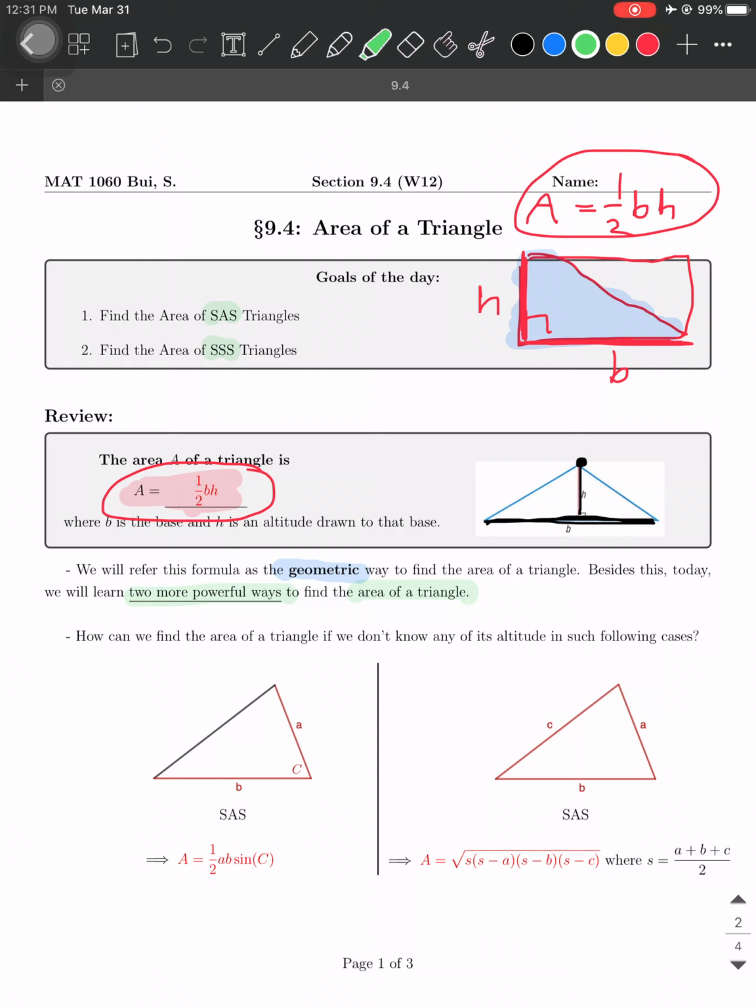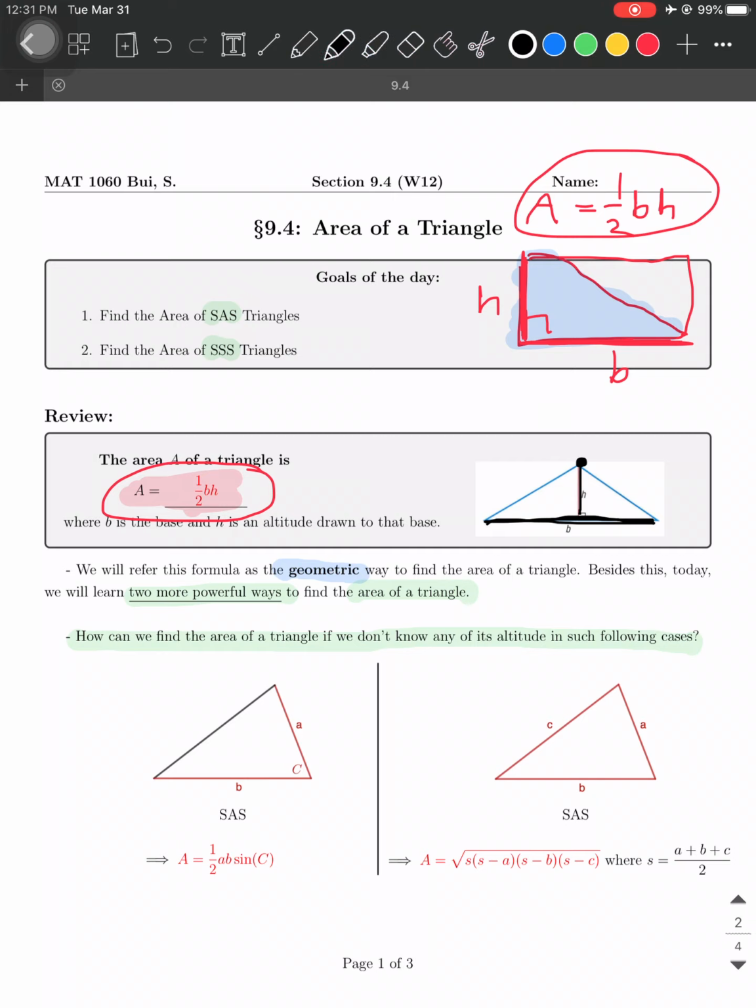So my question is, how can we find the area of a triangle if we don't know anything about its altitude? Like if we don't know anything about the height. We know the base, but we don't know anything about the height, any of the 3 heights, any of the 3 altitudes. How can we find the area in there, knowing that the formula is 1/2 base times height? We only know the base. We don't know anything about the height. How can we do that, right?